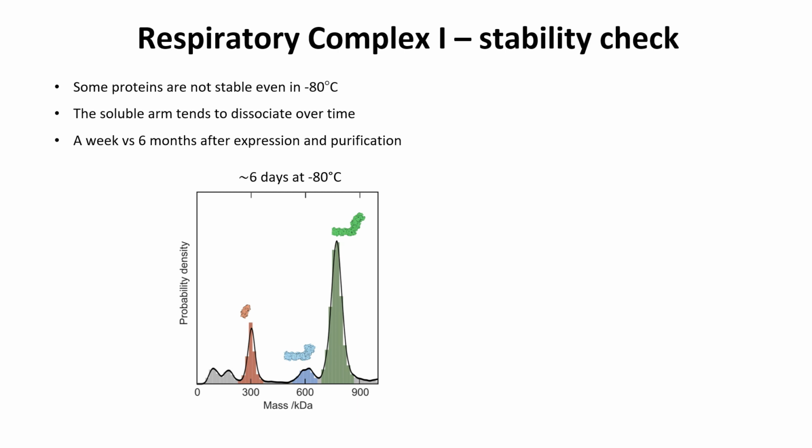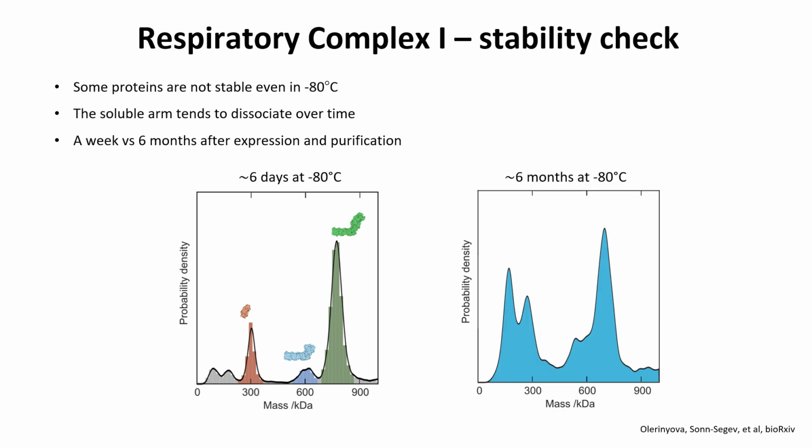As I told you, this protein is known to disassemble, specifically the soluble arm. So it really depends on how much time has passed since the purification. Here I wanted to show you this mass histogram, taken approximately 6 days after purification, where it was kept at minus 80. And we also measured it after 6 months.